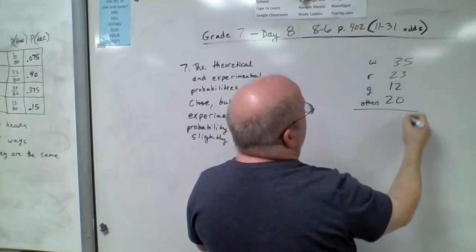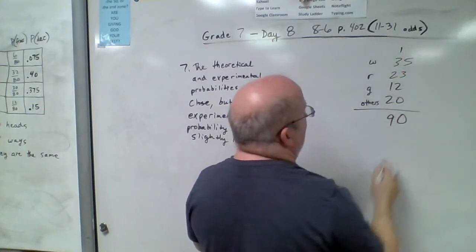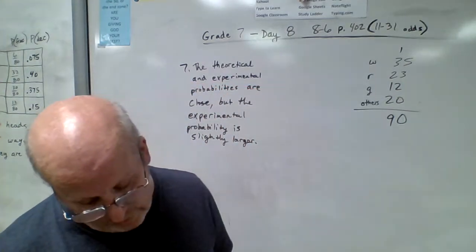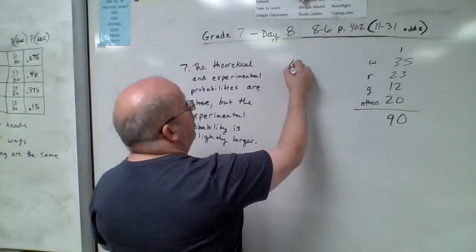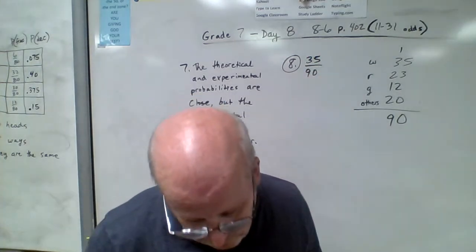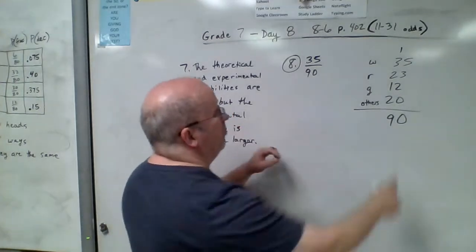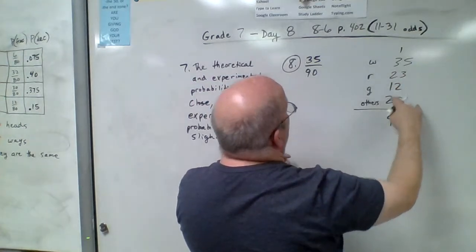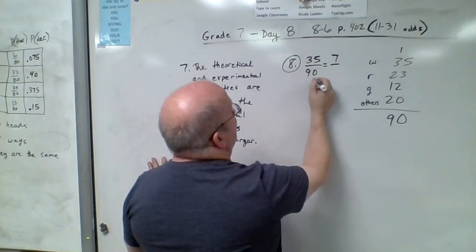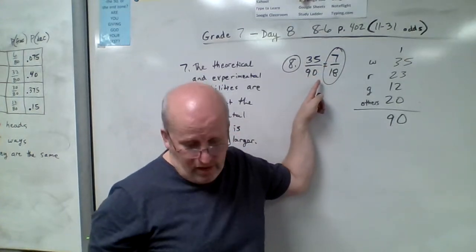Let's add these numbers up first. I get 90. That's 90 total cars. How many of them are white? 35. So problem 8, favorable over all of the outcomes? That seems to be 35 over 90, I think. Let's double check our math here. Yep. Can I simplify this? Yeah, let's divide by 5. There's our probability of getting a white, 7 out of 18.